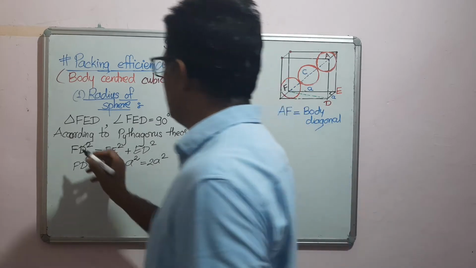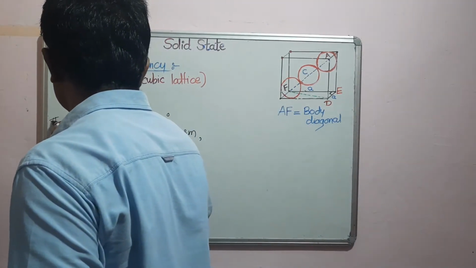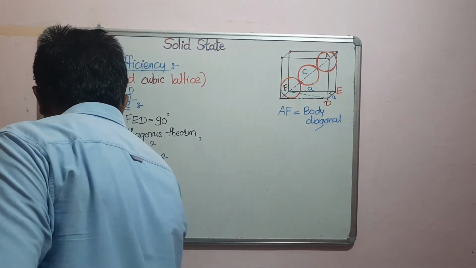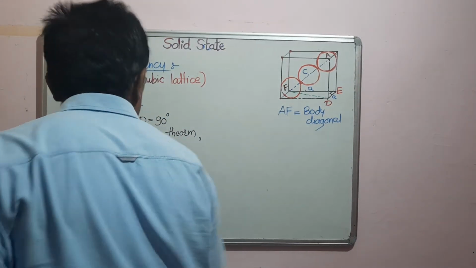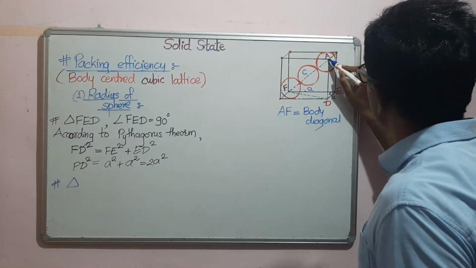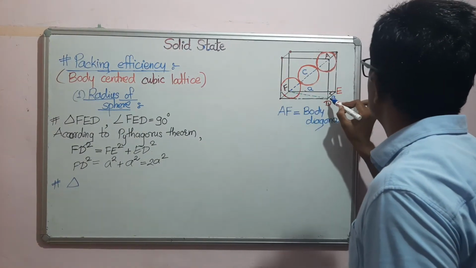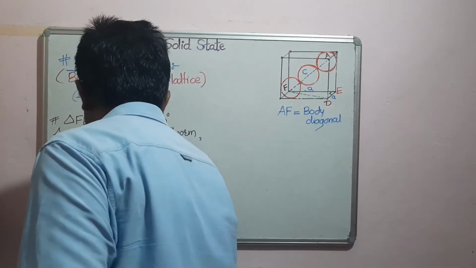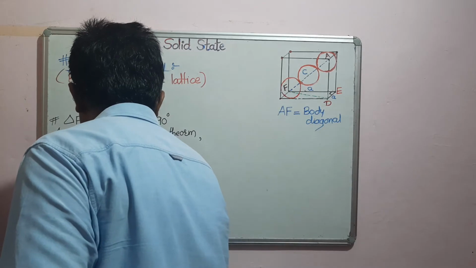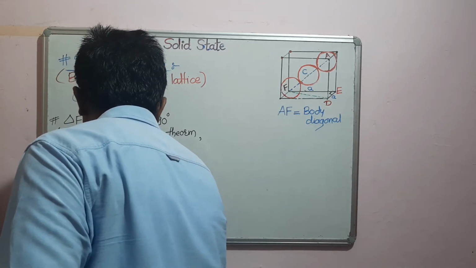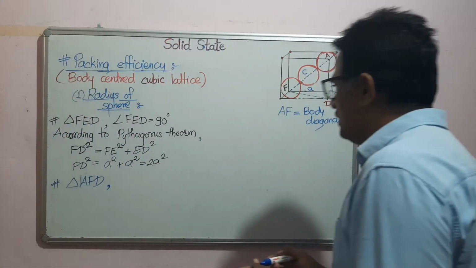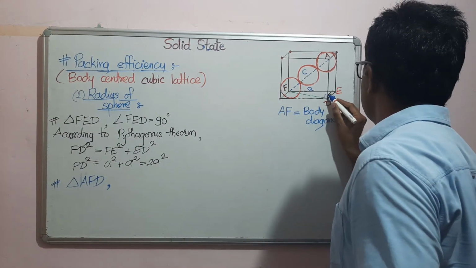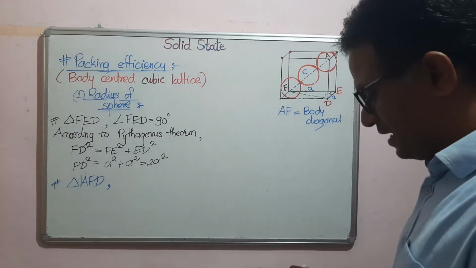Then the second triangle that you have to assume here. So this is the first triangle, then assume your second triangle here. I will write with the help of a blue pen. The second triangle is again a right angle triangle, and the triangle is AFD. In this triangle, angle ADF is a right angle.